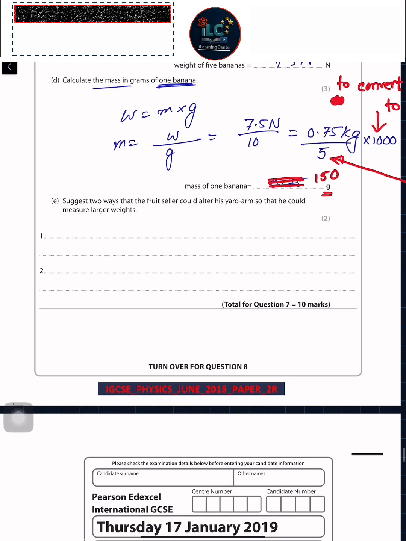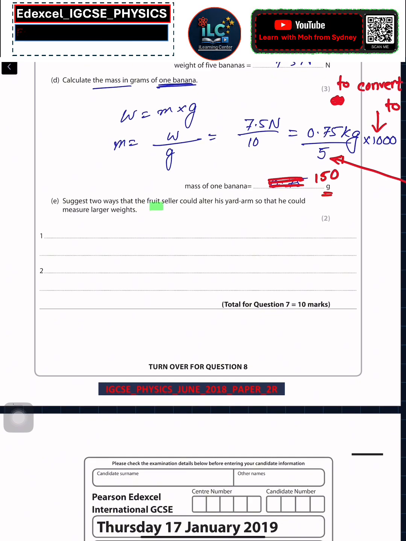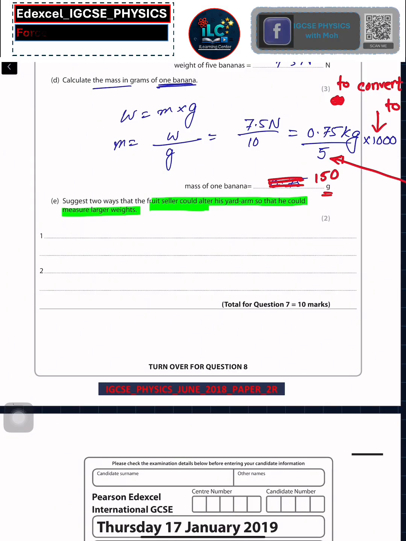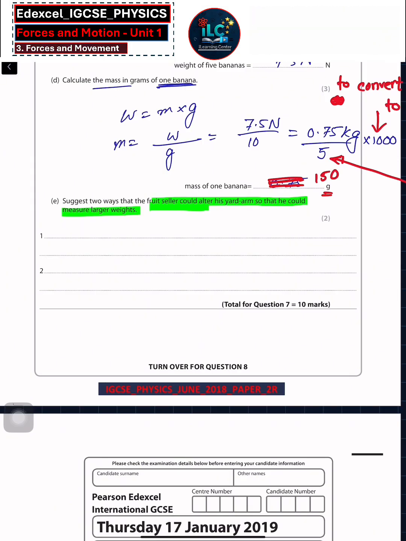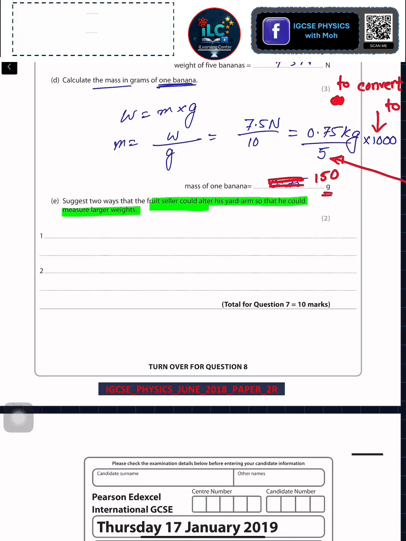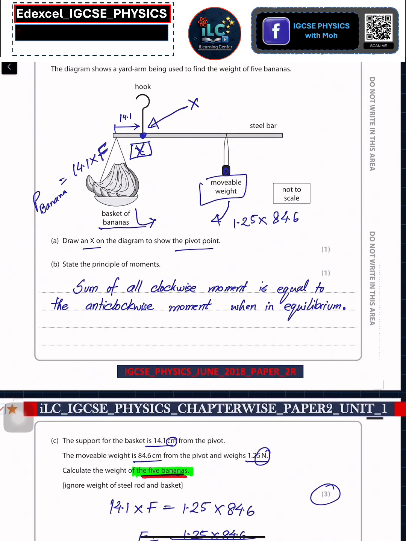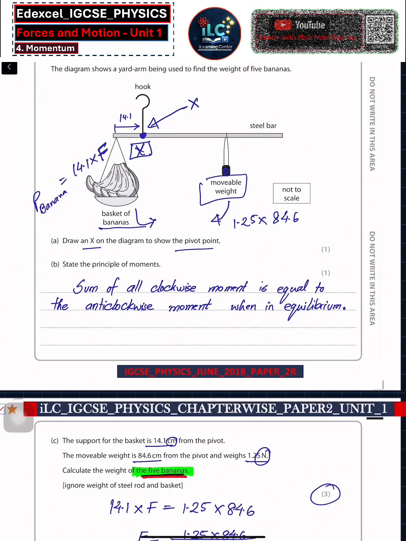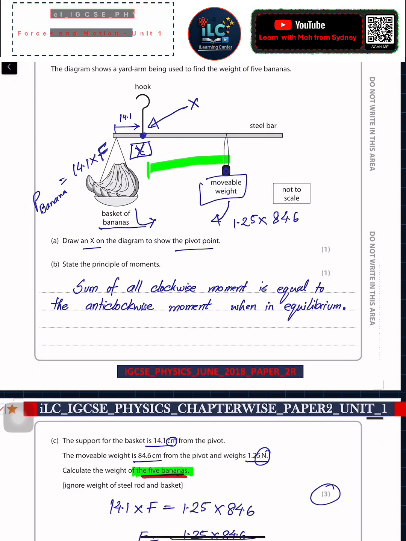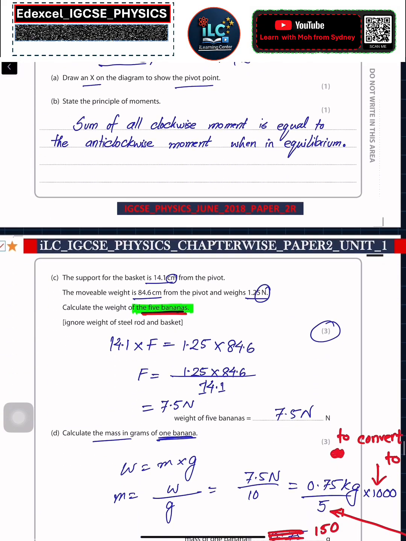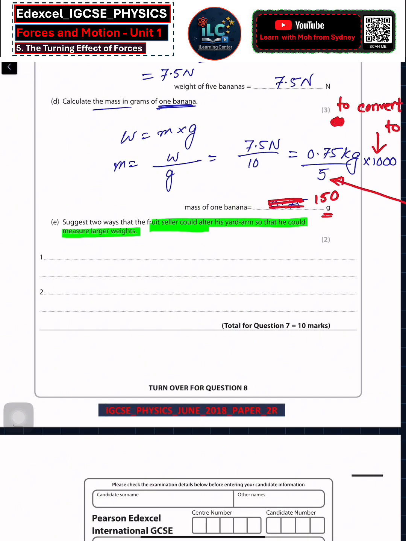It says suggest two ways that the student and the fruit seller could alter his yard arm so that he can measure larger weights. So he's asking you for two. One of them is definitely that you increase the length. Length of what? Length of the arm. So what I'm saying is if you increase this distance or you increase this mass, you will have greater moments. So you can easily balance it out.